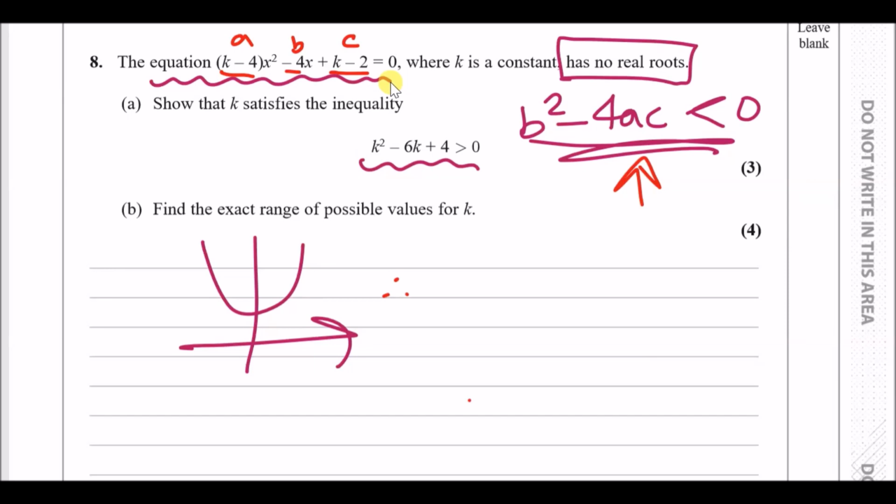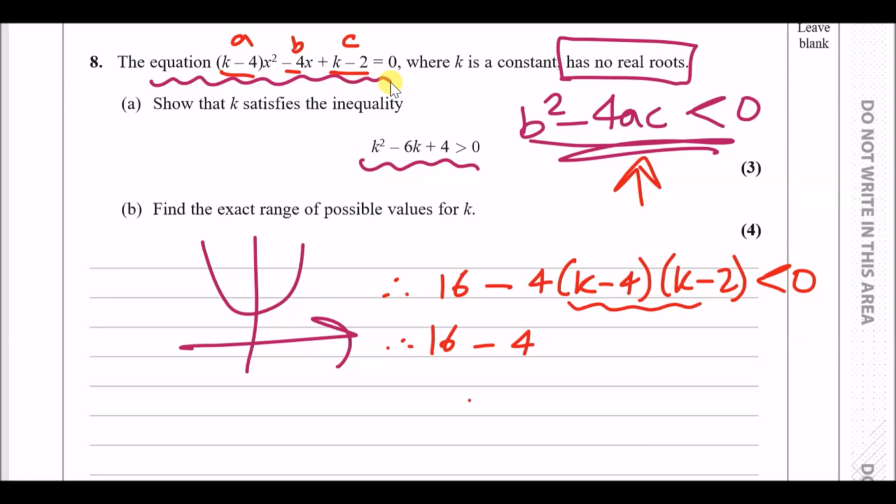So let's plug it in then. The b squared is going to be minus 4 squared, which is just 16, minus 4 times the a part, which is k minus 4, and c is going to be k minus 2. And because it has no roots, it's going to be negative. Right, so what we're going to do now is just expand this as best we can. So we're going to have 16 minus 4, and let's expand the quadratic bit here. We're going to have k times k is k squared. k times minus 2 is minus 2k, but then minus 4k combined makes it minus 6k.